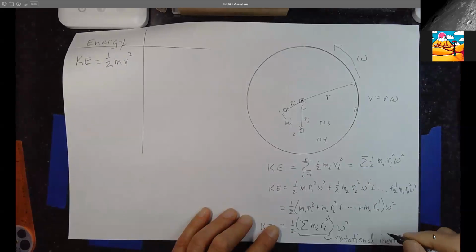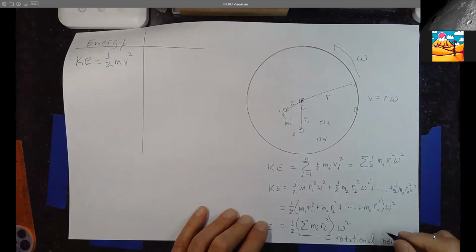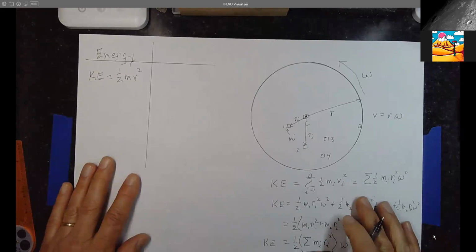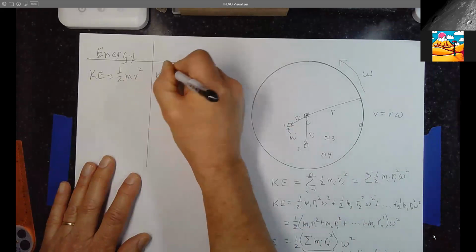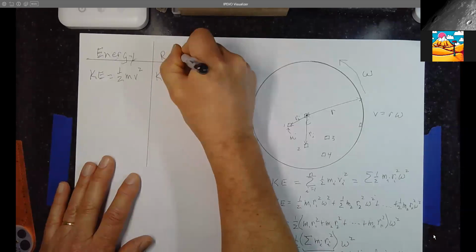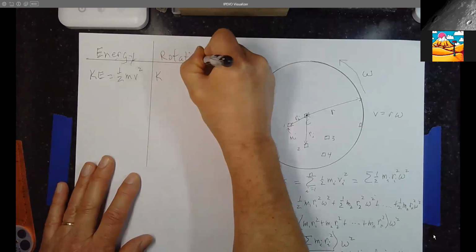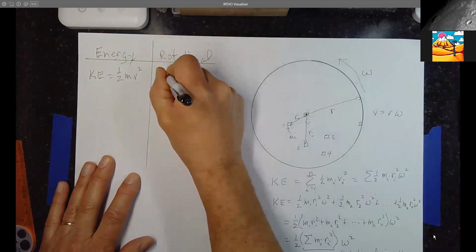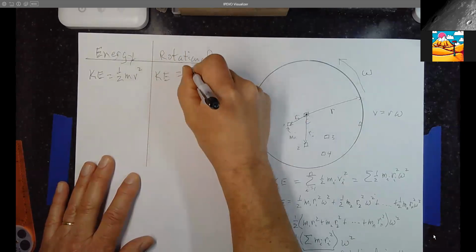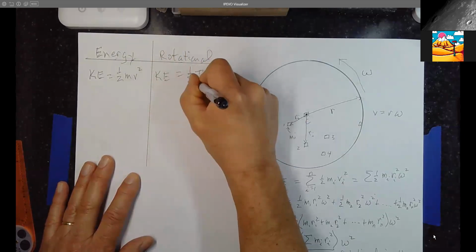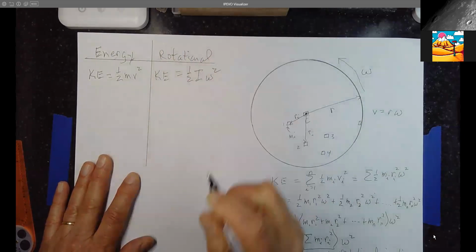And I don't know why in physics we use the letter I to stand for rotational inertia. And so we'll have the kinetic energy is going to equal 1/2 I omega squared.